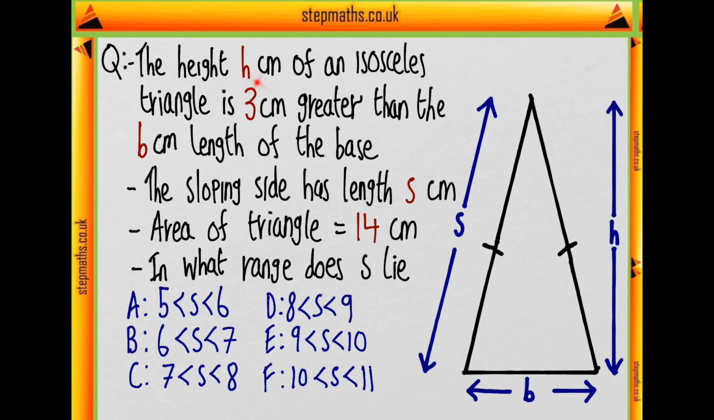The height of some isosceles triangle is 8 centimetres, and we're told it's 3 centimetres greater than the base, i.e. h is equal to b plus 3. And the sloping side S has a length of s centimetres. And we're told the area of the triangle in total is 14 centimetres. And we're asked, in what range does S lie? So is S between 5 and 6, 6 and 7, 7 and 8, 8 and 9, 9 and 10, or 10 and 11?